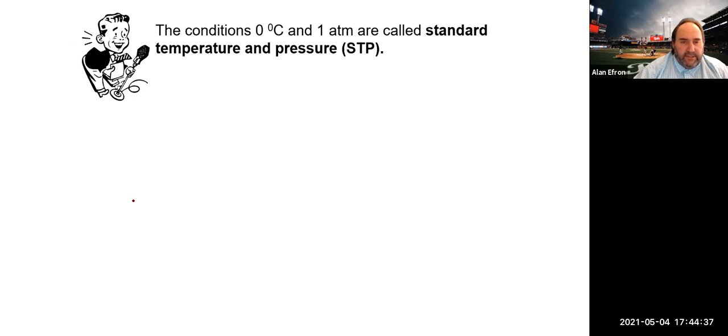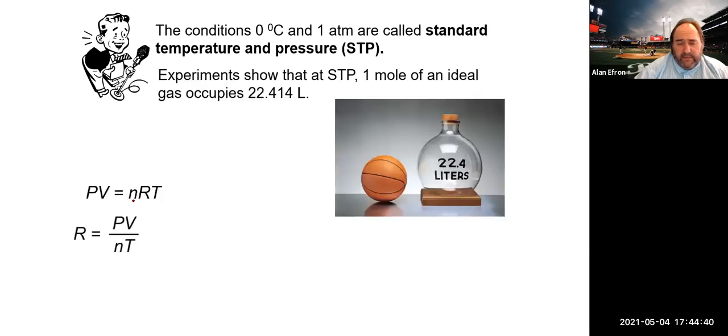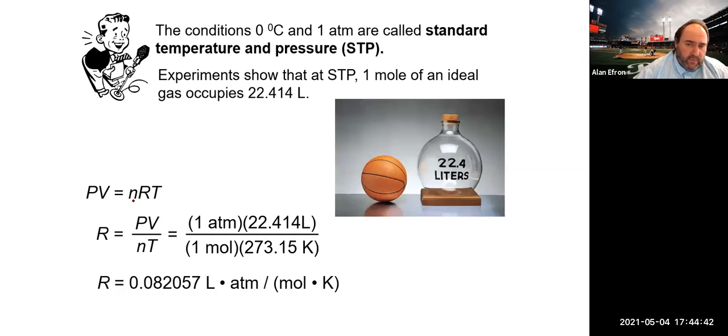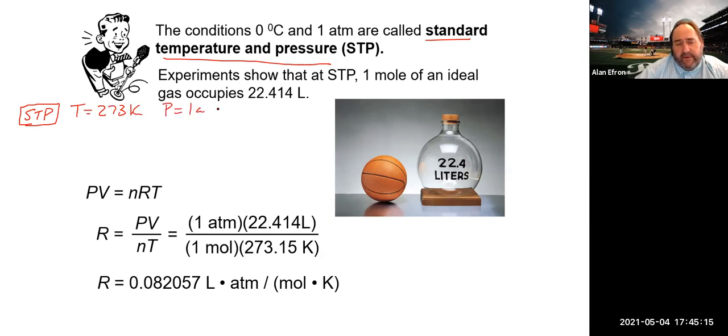Another important relationship, especially when dealing with the ideal gas law, is one referred to as STP. STP stands for standard temperature and pressure. And when somebody says STP in a problem, they are actually giving you two values. It means that the temperature is 273 Kelvin and the pressure is 1 atmosphere.